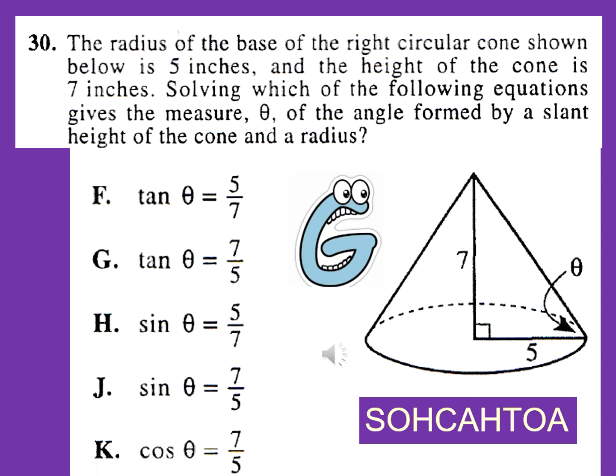So SOHCAHTOA means sine is opposite over hypotenuse, cosine is adjacent over hypotenuse, tangent's opposite over adjacent. In this problem, if I look at the angle that's marked, 7 is the side that is opposite that, and 5 is the leg, the shorter side, that is adjacent to it. So what I know is opposite over adjacent. And I know opposite is 7, I know adjacent is 5, so the tangent has to be 7 over 5, and that's why it's G.